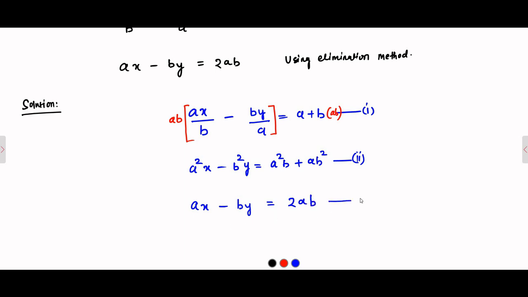Okay, this is equation 3. So here you can eliminate x, here you can eliminate y. Here we'll be eliminating y. How can we eliminate y? If we match the coefficients of y in equations 2 and 3. How can we do it? By multiplying by b in equation 3 and then subtracting it from equation 2. So we'll multiply by b in equation 3 on both sides.